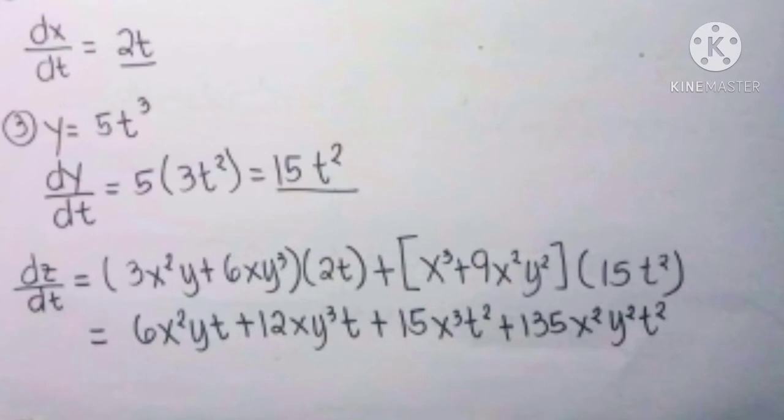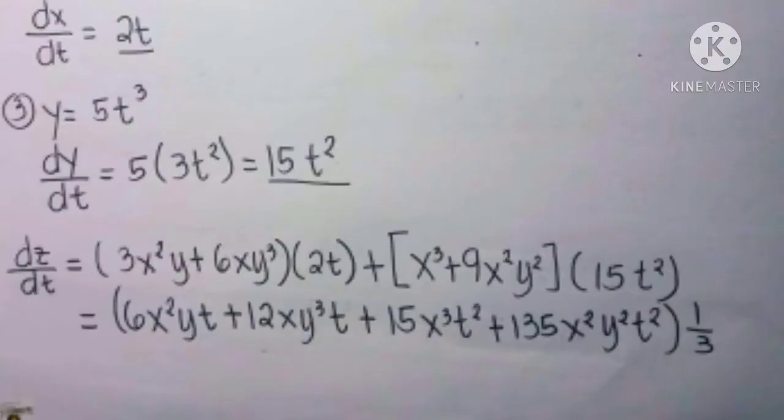So we have 3x squared y times 2t plus 6x y cubed times 2t plus x cubed times 15t squared plus 9x squared y squared times 15t squared. So we have to multiply this out: 6x squared y t plus 12x y cubed t plus 15x cubed t squared plus 135x squared y squared t squared.